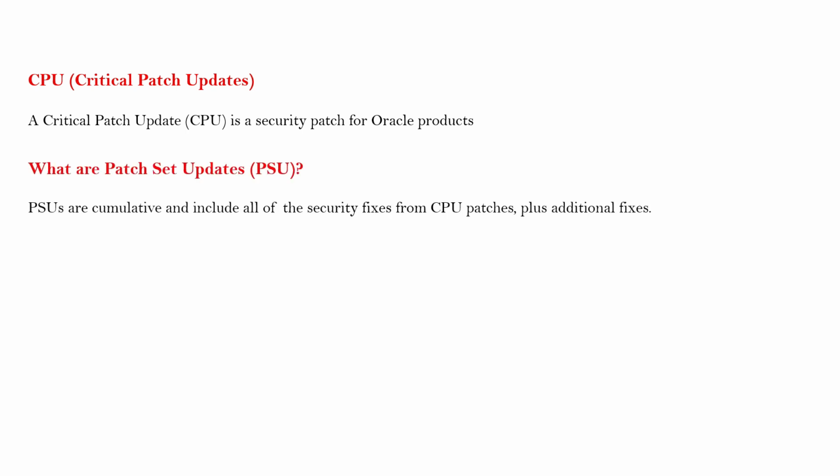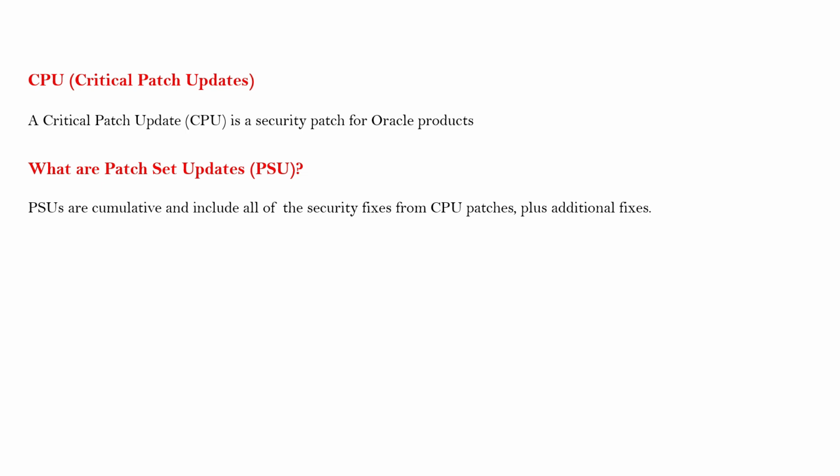Along with that, you will have a patch set update. So PSU, which is called the patch set update, are cumulative and include all of the security fixes from CPU patches plus additional fixes. That means when we talk about the PSU, it will include all of your security fixes. Along with that, it will have some additional fixes. That could be some bug fixes in your software, or some performance improvement in your system. So that means PSU is a combination of security fixes plus additional fixes.